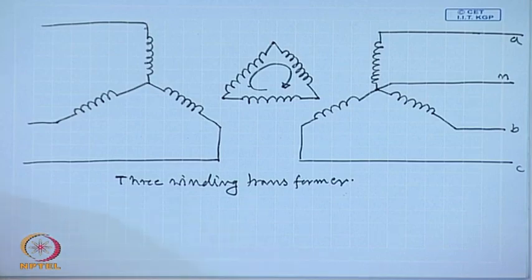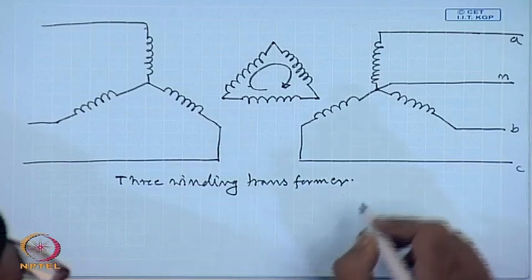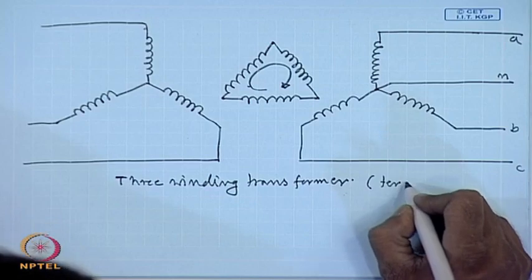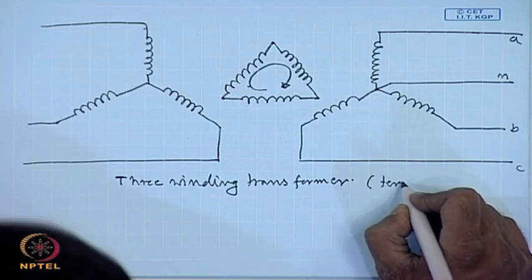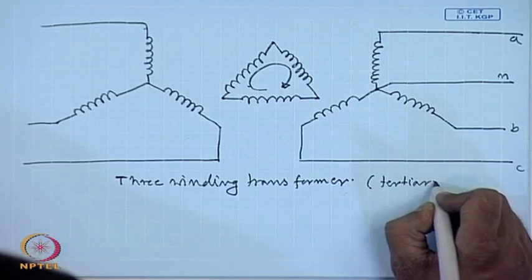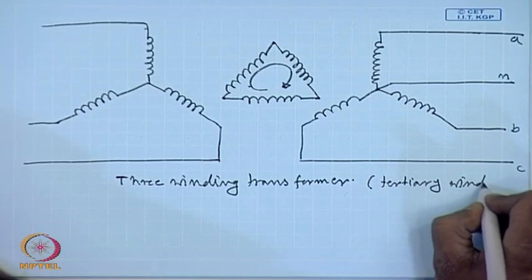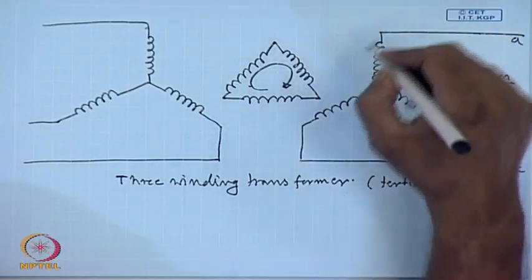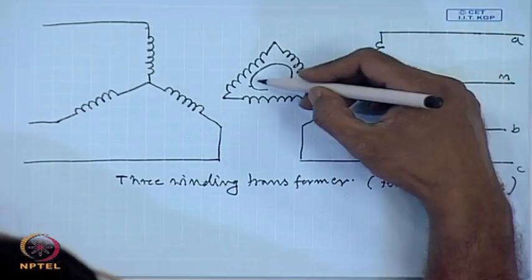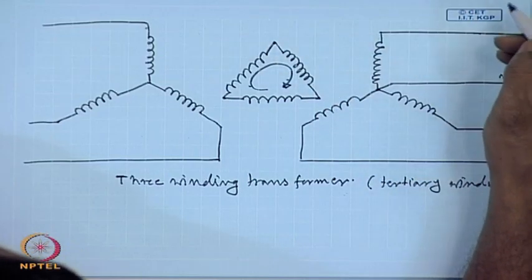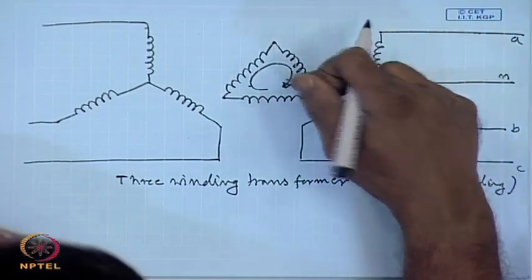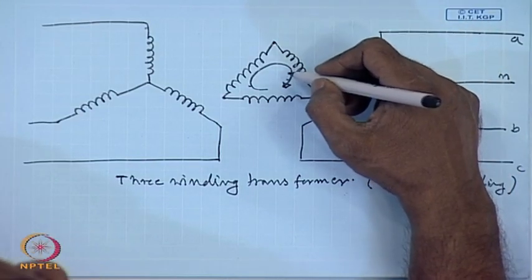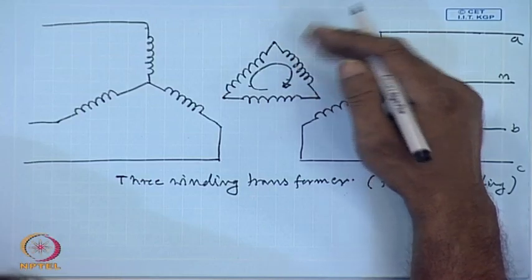So, the third winding is called the tertiary winding. Sometimes also called the stabilizing winding, particularly when the purpose of this is to provide a path for the co-phasor current. This is called a stabilizing winding. However, it is not essential that this third winding be used only for stabilization purpose. It can be used for other purposes.